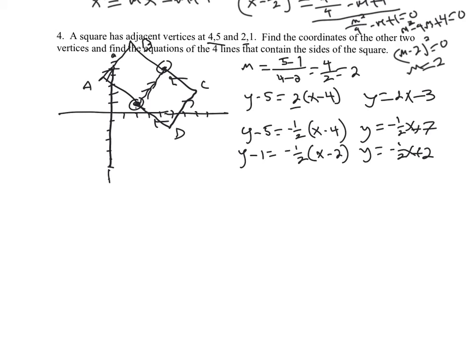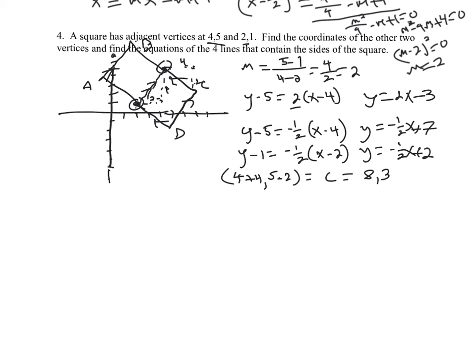Now to find the coordinates of C and D, notice that when we went from our two original points, to go from (2, 1) to (4, 5), we had to go over 2 and up 4. Well, to be perpendicular to that, to get to C, we had to go over 4 and down 2, which meant that from (4, 5), we went over 4 and down 2. So that means that C is going to have coordinates (8, 3).